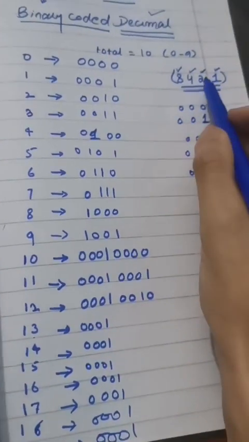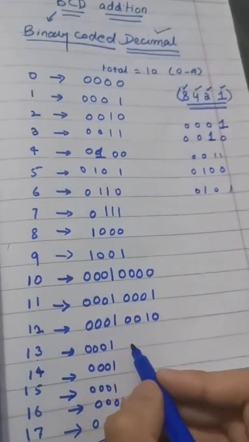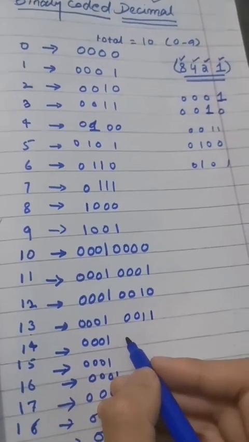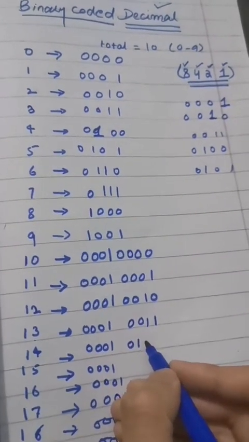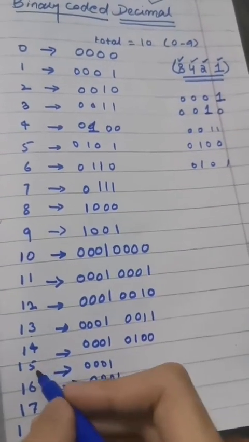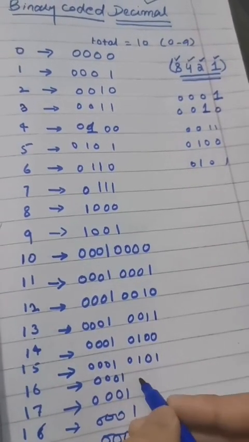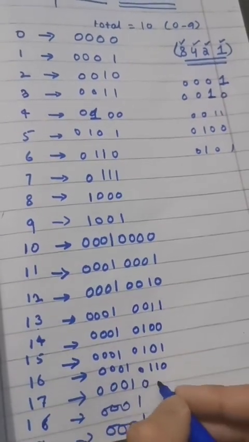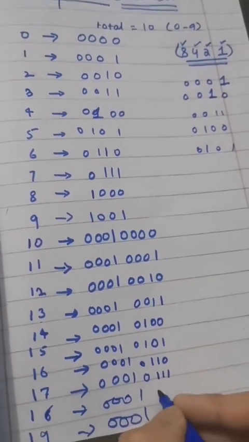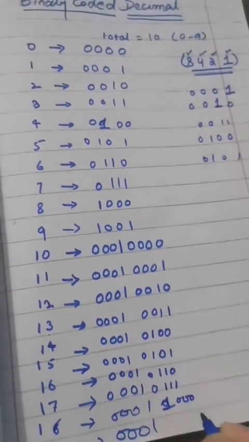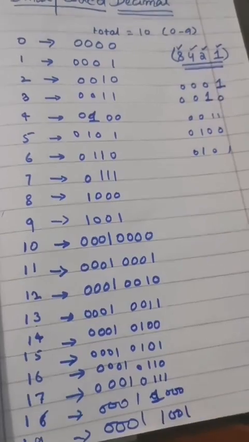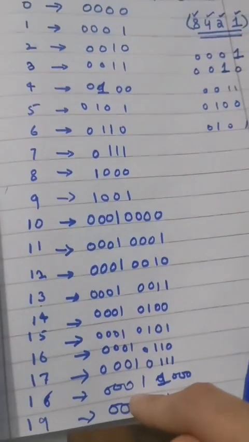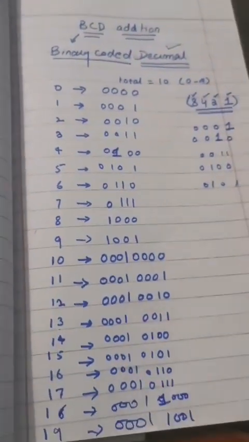So for 13, we know that the binary of 1 is this, and for 3, the binary will be 2 plus 1, which is 3. So 0, 0, 1, 1. 14 will be 4, so 0, 1, 0, 0. For 15, the binary of 5 will be 0, 1, 0, 1. For 16, it will be 0, 1, 1, 0. For the last one, we will have 1, 0, 0, 1. So these are the equivalent binary codes.